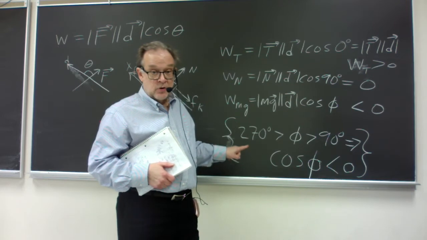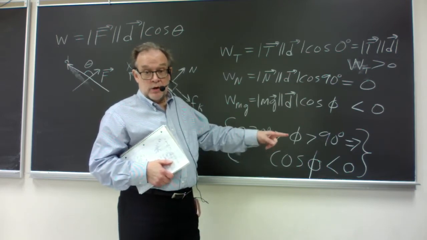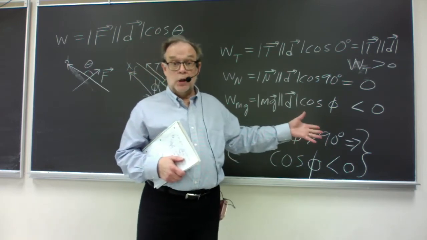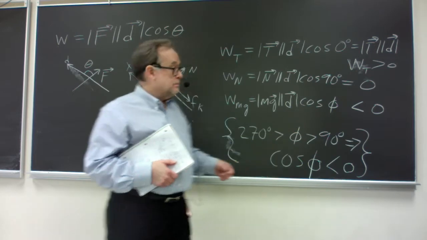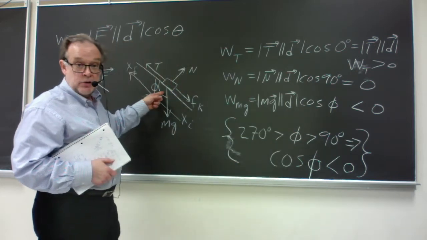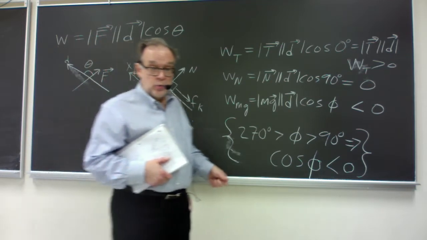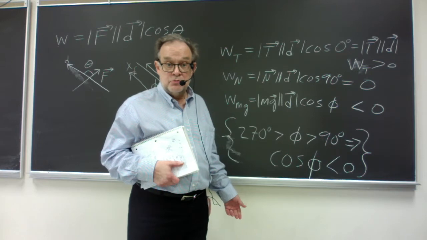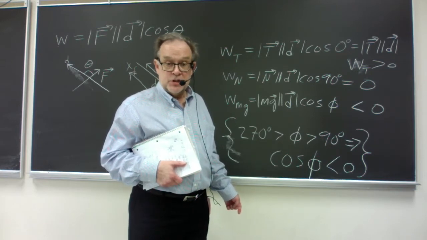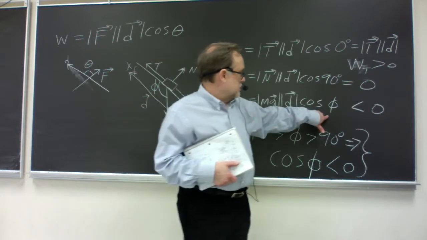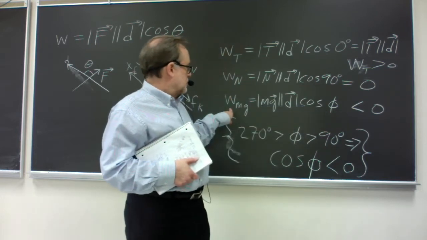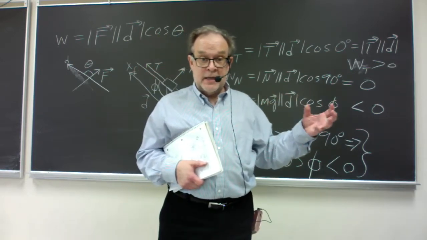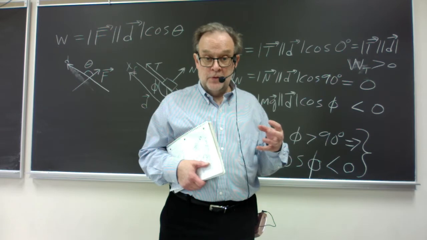Trigonometry tells us that for any angle greater than 90 degrees and less than 270 degrees, the cosine will always be negative. So we don't know the exact value of this angle. We don't have to. All we know is that it's an angle greater than 90 and less than 270. So this is negative. The work done by the weight is negative work. It's taking away energy from the crate.